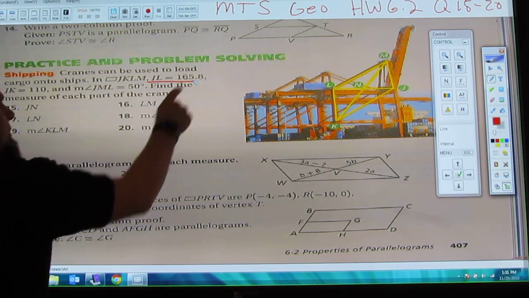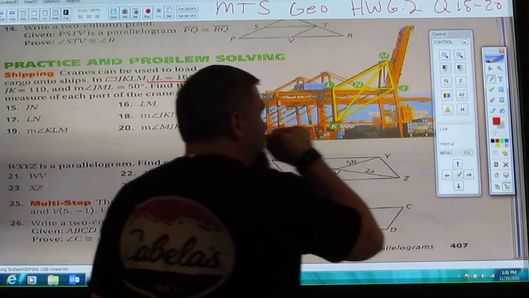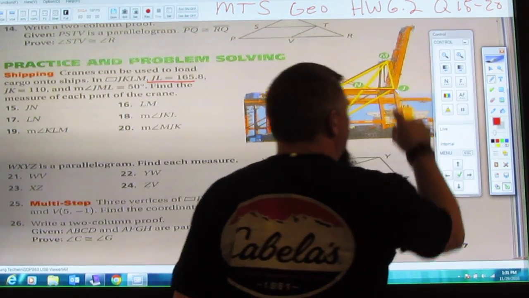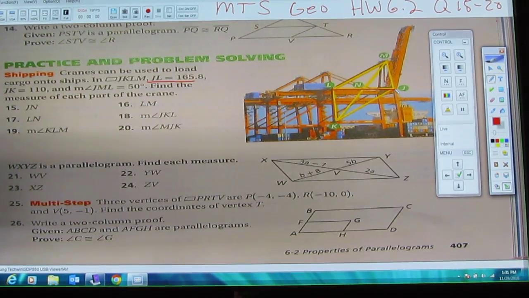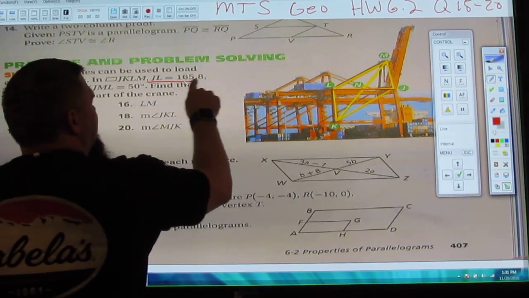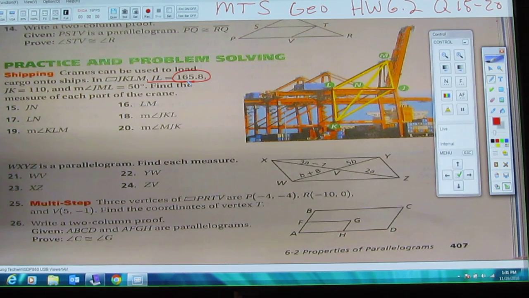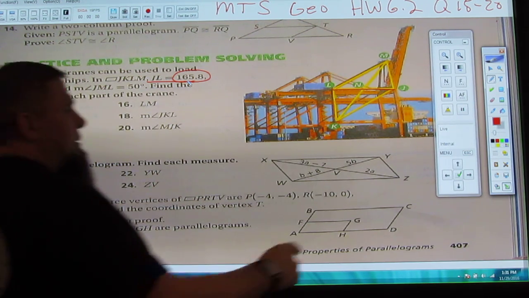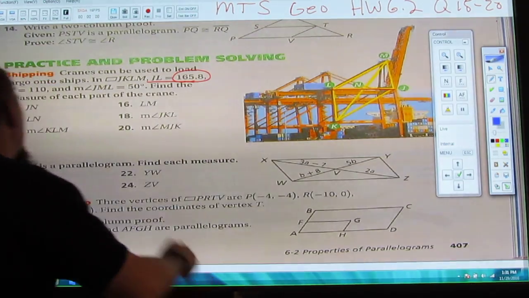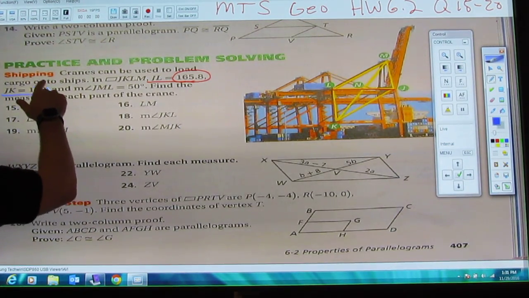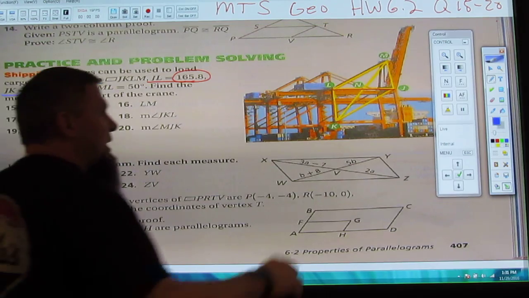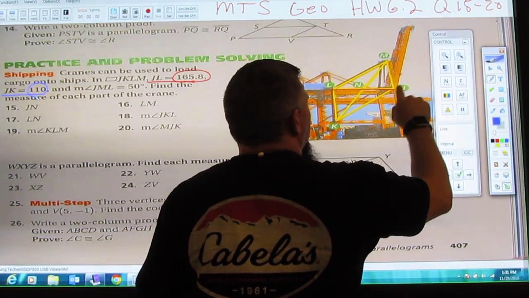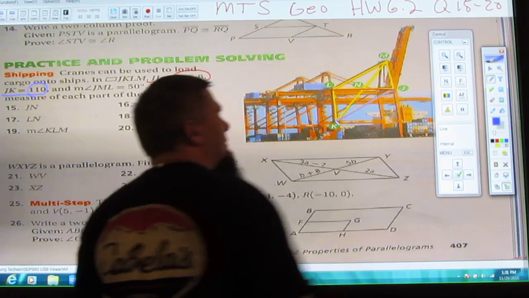this JL is going to be, excuse me, this line right here. Okay? And that line is 165.8. Okay? Now, JK is going to be 110. Okay? So from J to K.